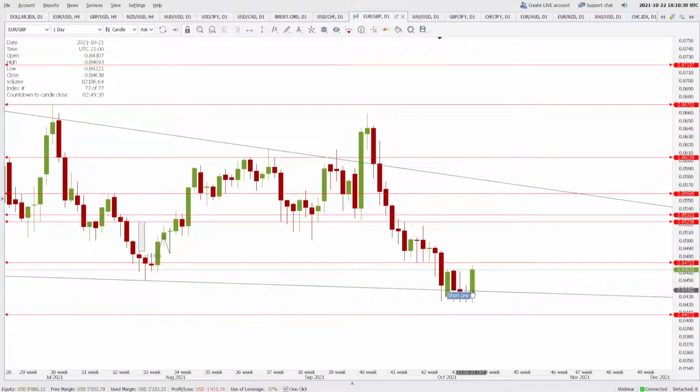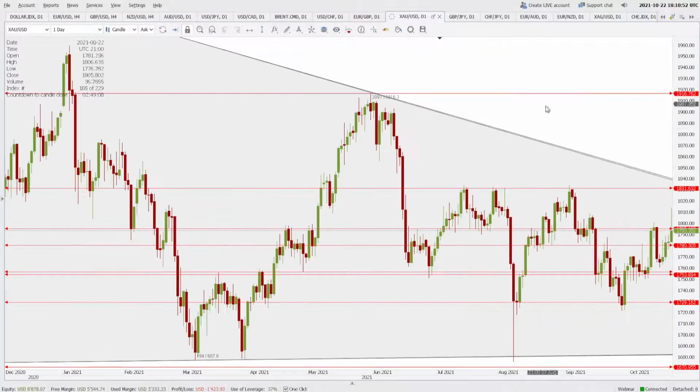I will suggest if the price closes a day higher than 0.8472, that will be a good indication that the bulls are now in control of the market, and they may push the price back to 0.8526, 0.8532 and 0.8558. So in that case we will be looking for a buying opportunity if the price closes higher than 0.8472. But right now the resistance is at 0.8472 and the support is 0.8407 in this market.